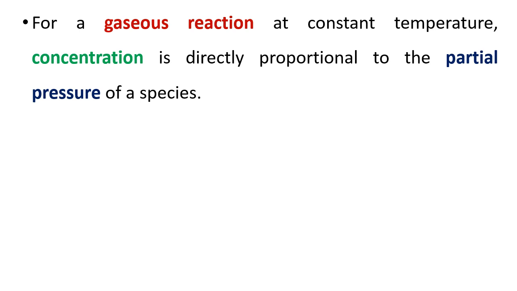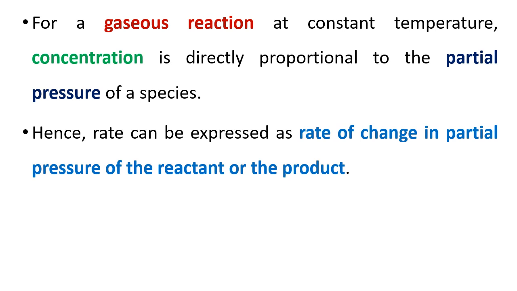For a gaseous reaction at constant temperature, concentration is directly proportional to the partial pressure of a species. Hence, rate can be expressed as the rate of change in partial pressure of the reactant or the product.